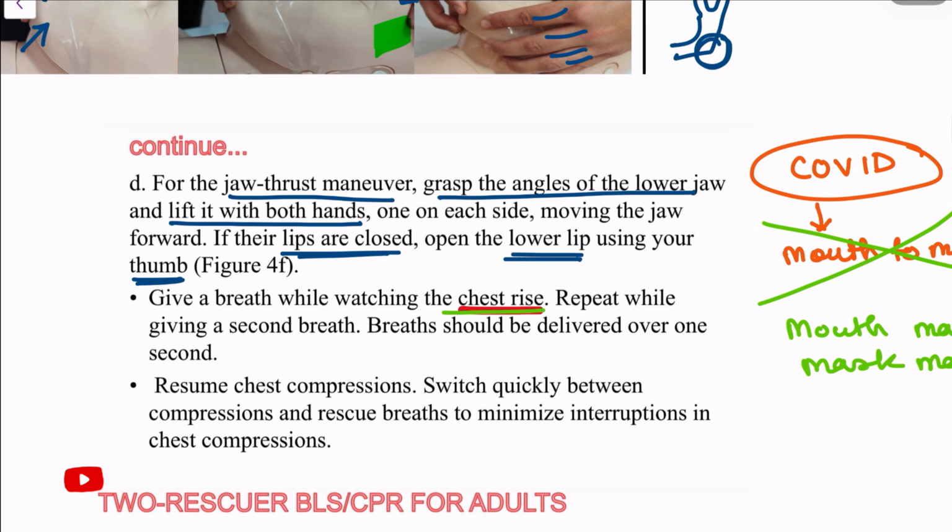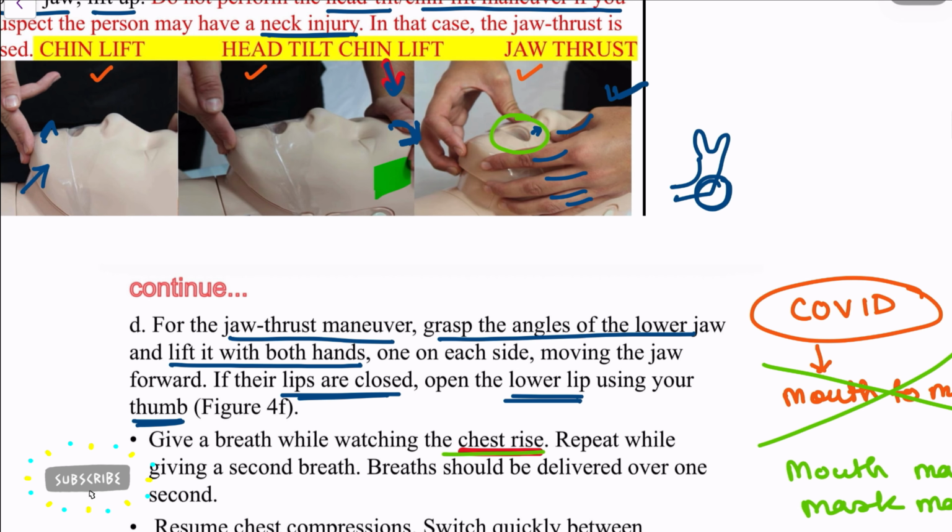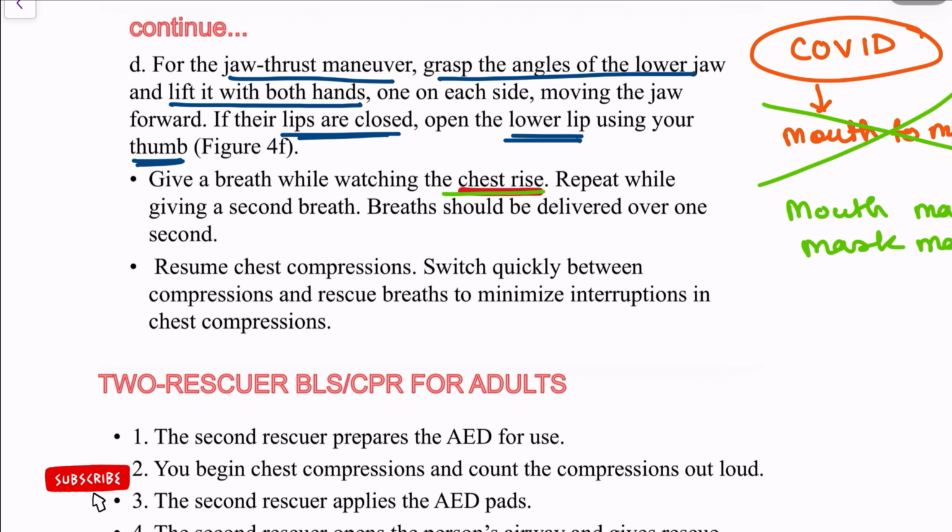While you are giving the breath to this patient, after proper mouth opening, the chest should rise up. If there is no chest rising, then the procedure that you are giving is not good enough. So repeat by giving a second breath. One breath should be delivered over 1 second. Within 1 second, you have to complete one breath.